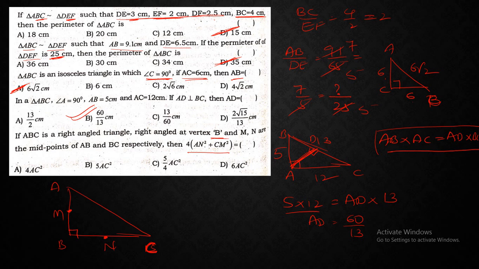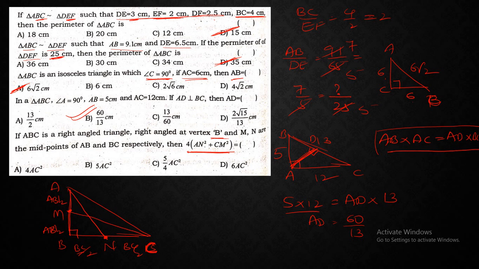Now from this, what can I say? This is BC by 2, and this is also BC by 2. The same way, this is AB by 2 and this is AB by 2. So when I join with the opposite vertices, ABN is one right angle triangle, MBC is one more right angle triangle, and ABC is the given right angle triangle. So from this, what can I say?